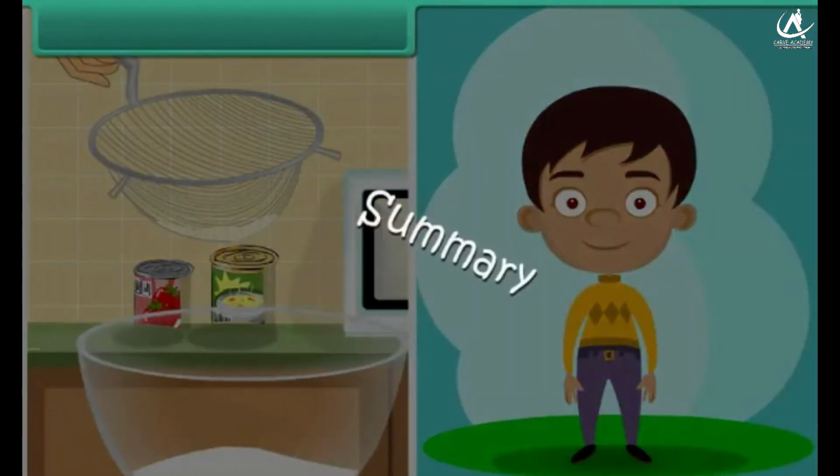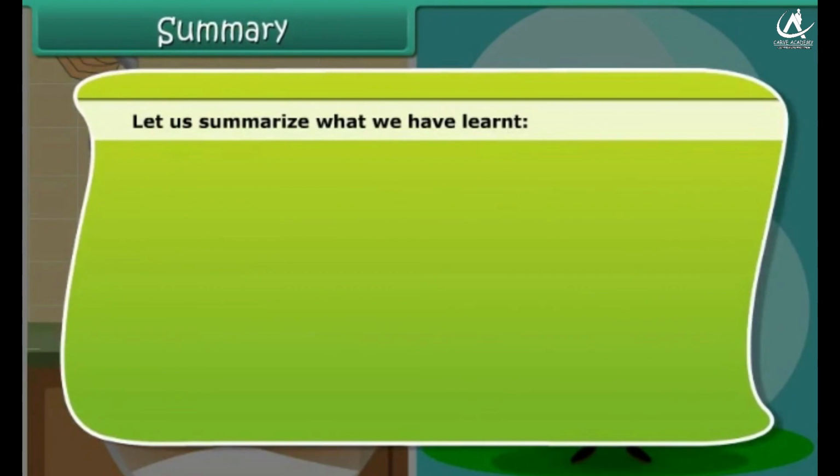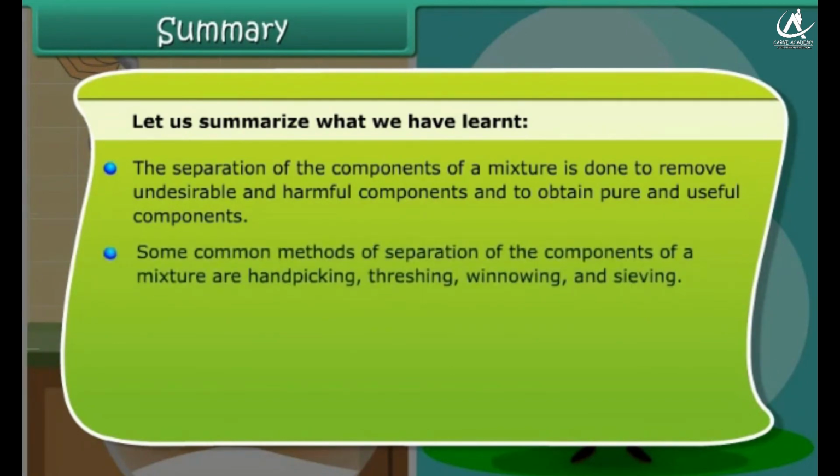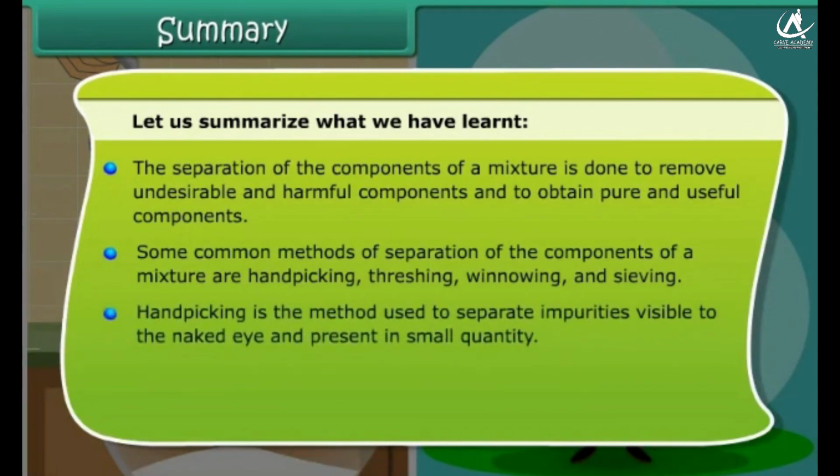Summary. Let us summarize what we have learned. The separation of the components of a mixture is done to remove undesirable and harmful components and to obtain pure and useful components. Some common methods of separation of the components of a mixture are hand-picking, threshing, winnowing, and sieving. Hand-picking is the method used to separate impurities visible to the naked eye and present in small quantity.